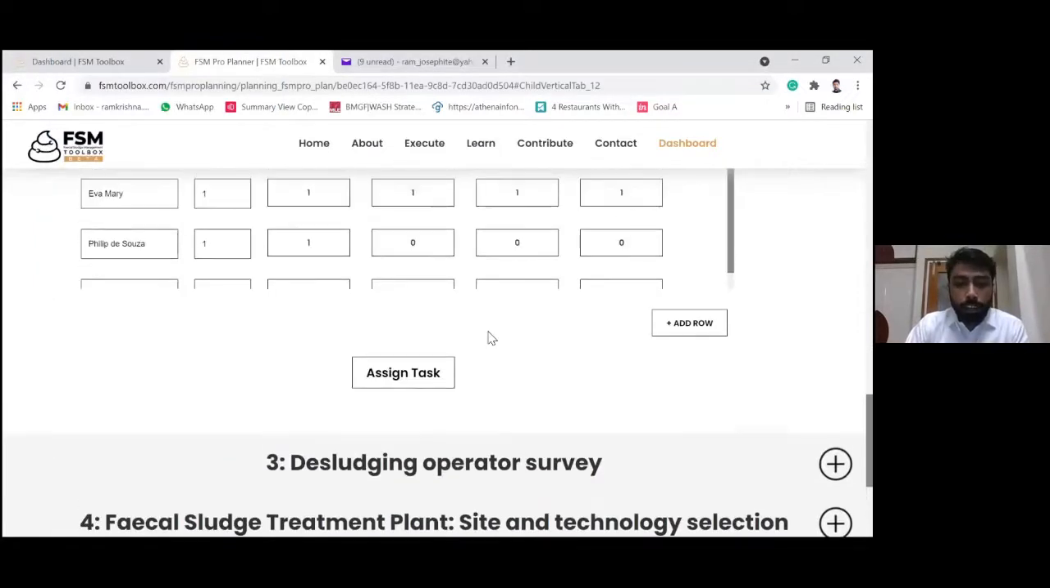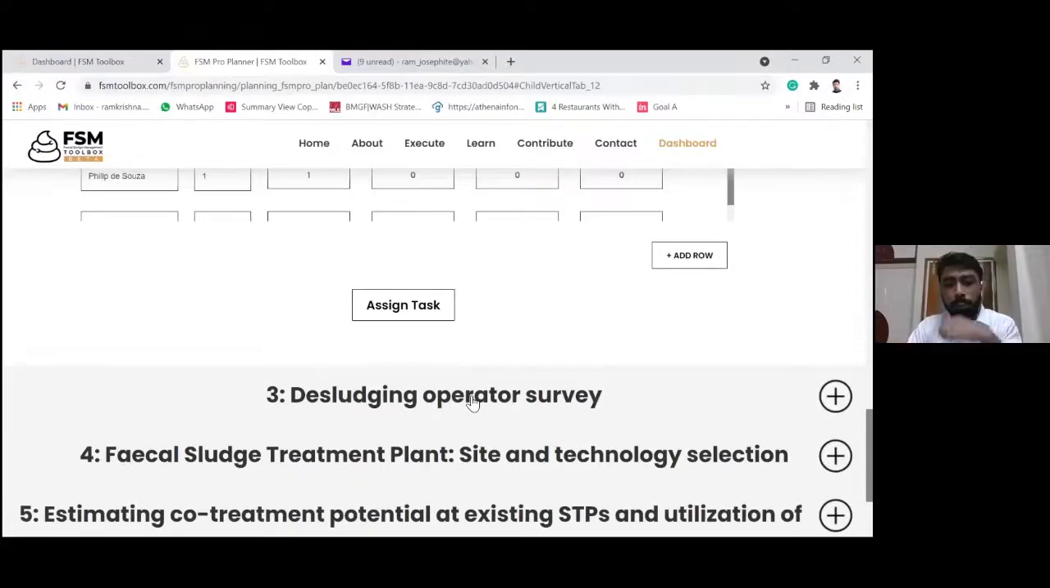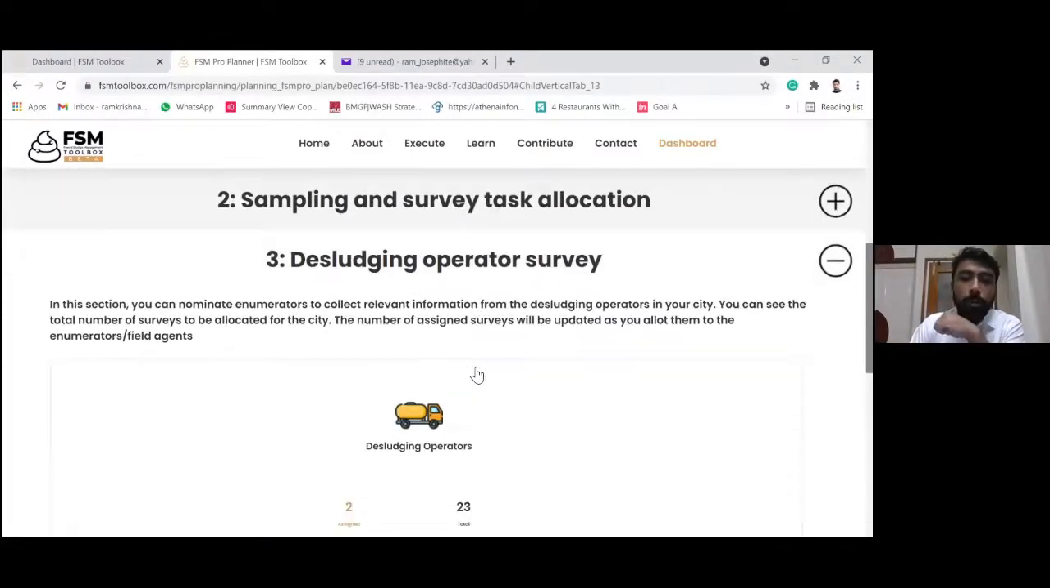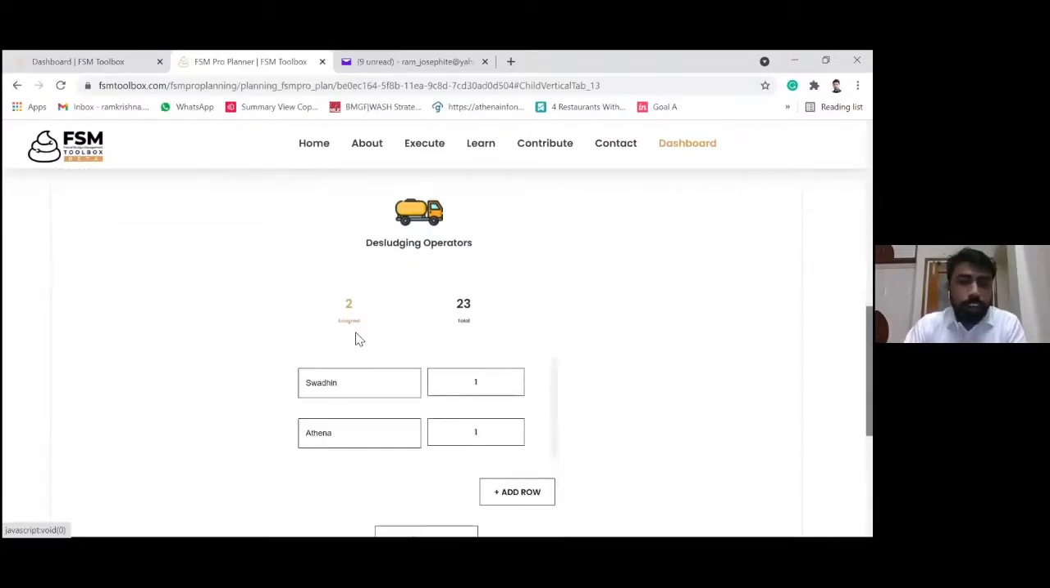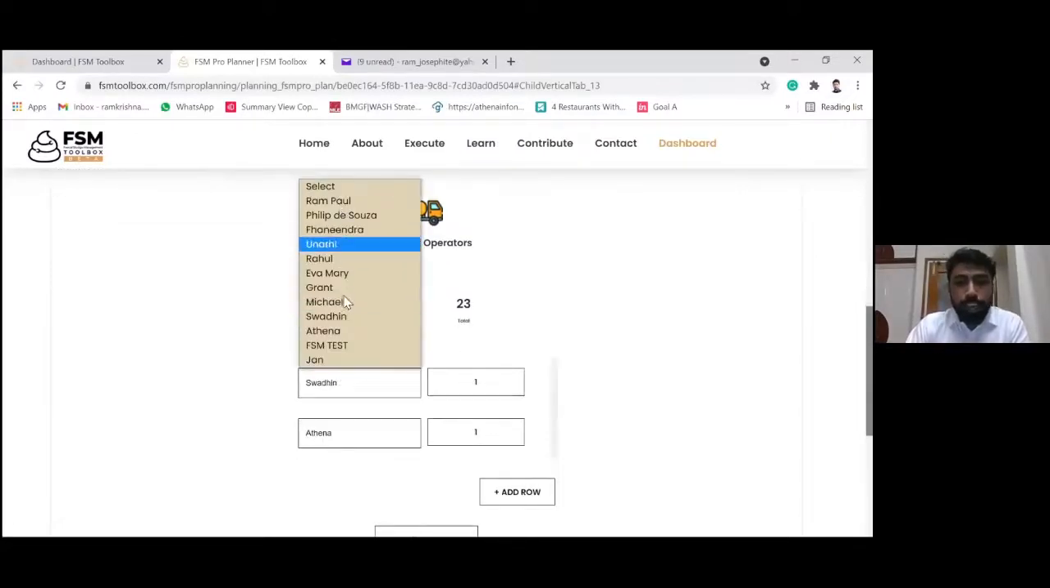And then, coming back to the platform, it also helps you understand how many desludging operators you want to survey. Out of the total 23, how many do you want to collect data from? So you enter their assignment, and you can choose the enumerator. So it's all the same process.